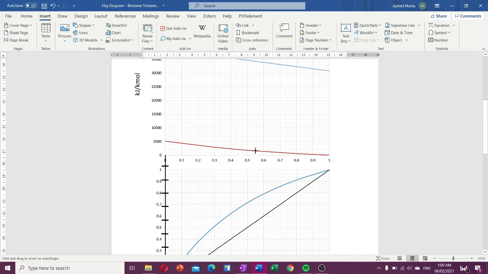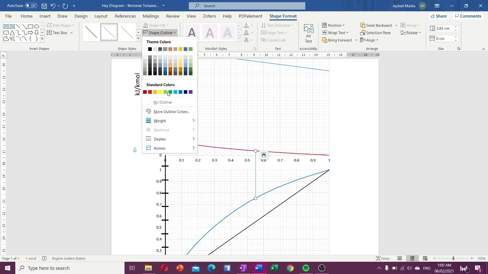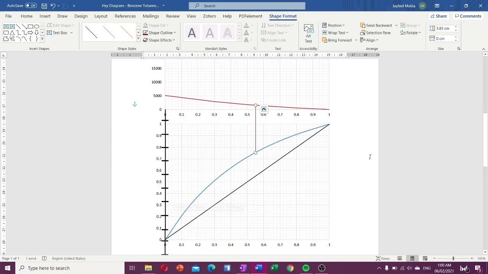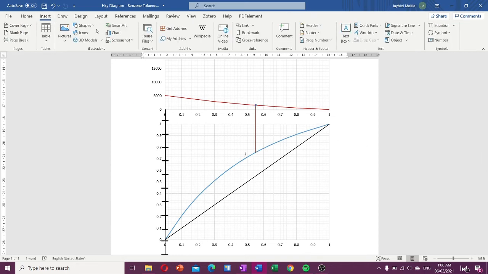So what I'm going to do is locate the feed point. Apologies if it is not super accurate. And then I'll color it maroon. So that's the feed line, the extended vertical line for me to touch the equilibrium line of the XY diagram. After I touch the equilibrium line, I need to create another horizontal line from this point over here, and then extend it to the 45-degree line.